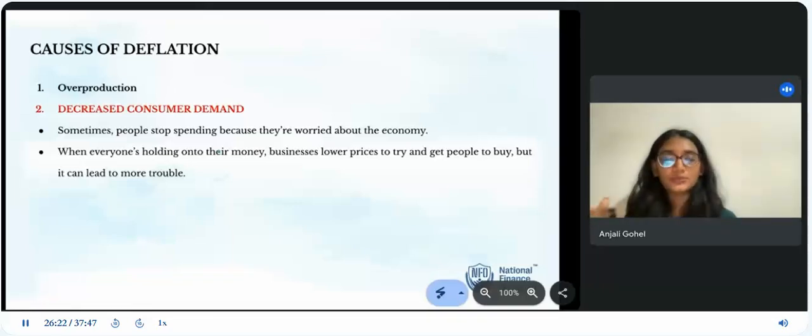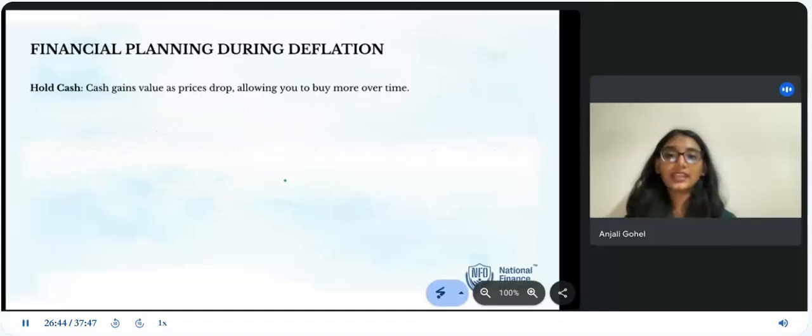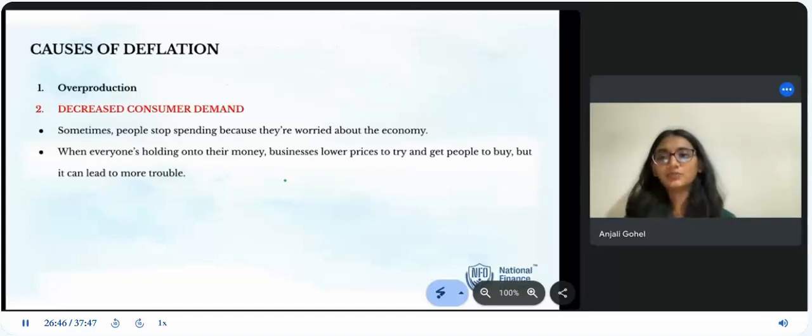So what businesses will do, they will try to reduce the price of the product and then try to sell it to the customers at a lower rate. Now this can also lead to more trouble for the businesses because of lower prices, less consumer demand, and you are still lowering the prices, which is again one of the causes of deflation, wherein the prices can come down.